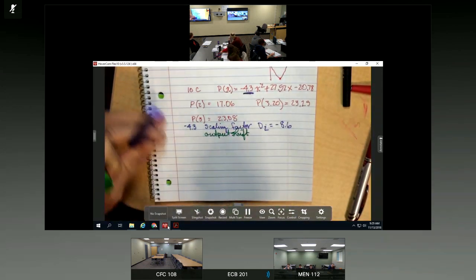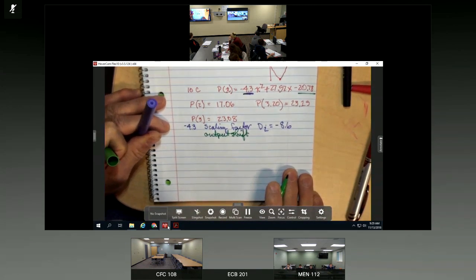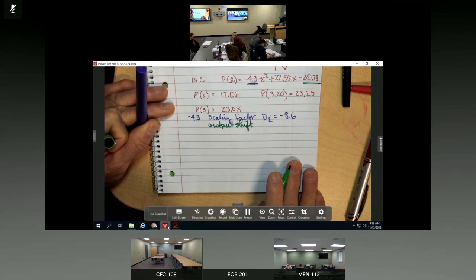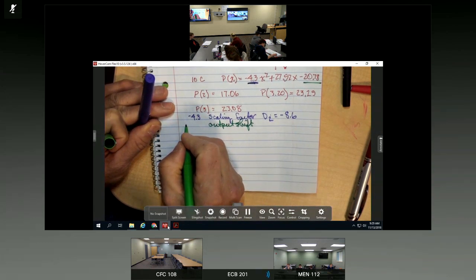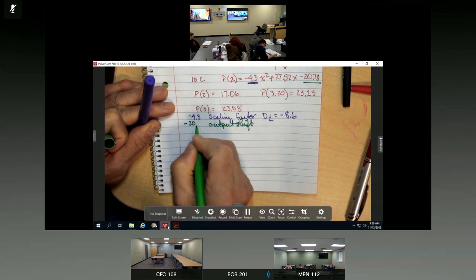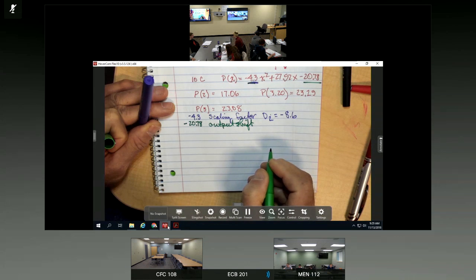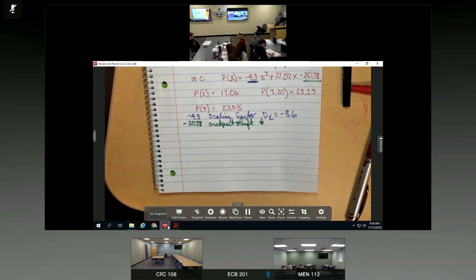Output shift is down $20.78. So our graph is going to be shifted down $20.78. In other words, there's some kind of expenses that we have to take care of that add up to $20.78. Remember when we were dropping the rock, we added 200, right? Because we moved up 200 feet before we dropped the rock. Okay?